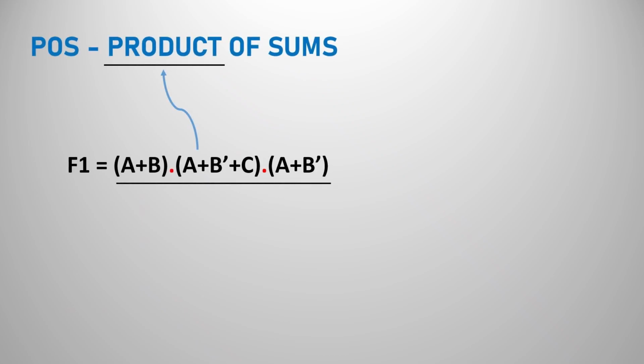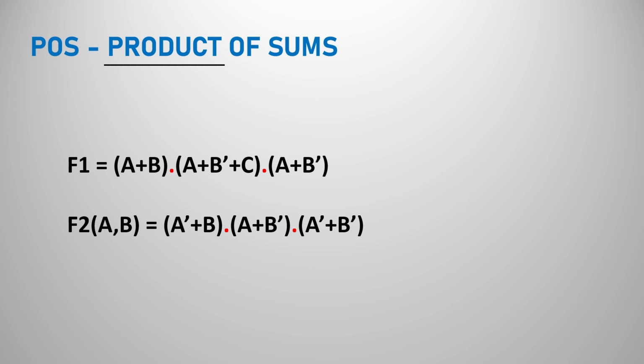So the sum terms should be multiplied. After multiplying, you are going to have the final product term. That is known as product of sums. You are going to multiply all the sum terms, that is known as product of sums, POS. So that is (A plus B) into (A plus B bar) plus C into (A plus B) whole bar. That is known as product of sums.